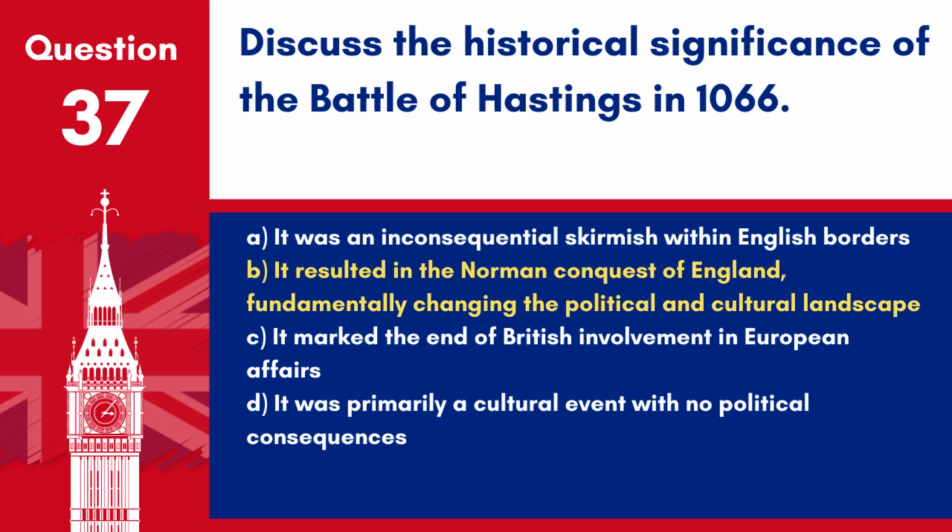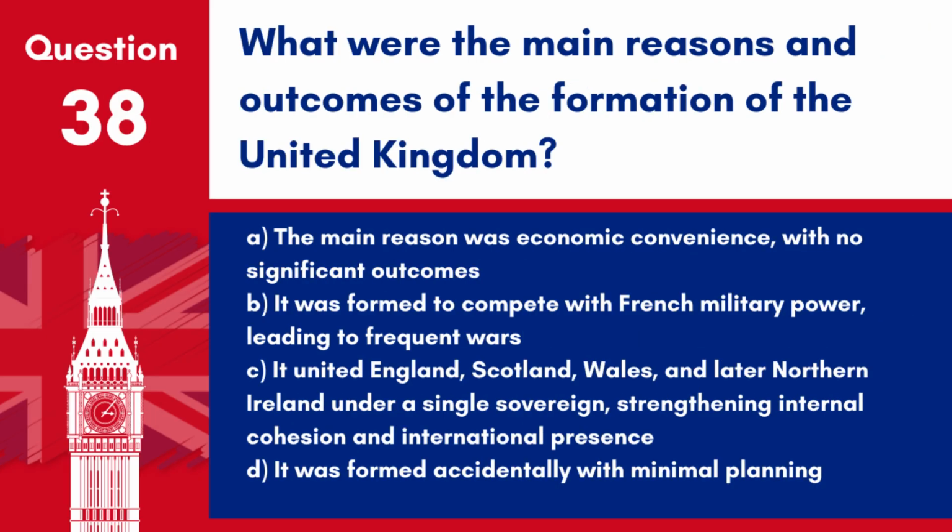Answer. B. It resulted in the Norman conquest of England, fundamentally changing the political and cultural landscape. The Battle of Hastings in 1066 was a defining moment that led to Norman control over England, with profound and lasting impacts on the language, culture, and governance of England. Question 38. What were the main reasons and outcomes of the formation of the United Kingdom?